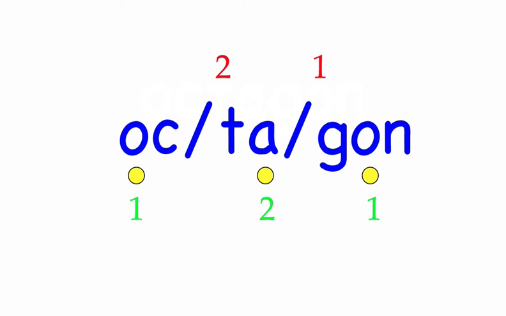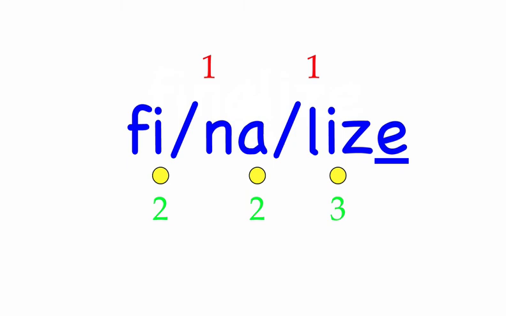Finalize. We need to finalize the results. Now for spelling, pronounce it finalize. First syllable fi, 2 sounds: f, i. Nal, 2 sounds: n, a. Ize, 3 sounds: l, i, z. Finalize. Mark the word.